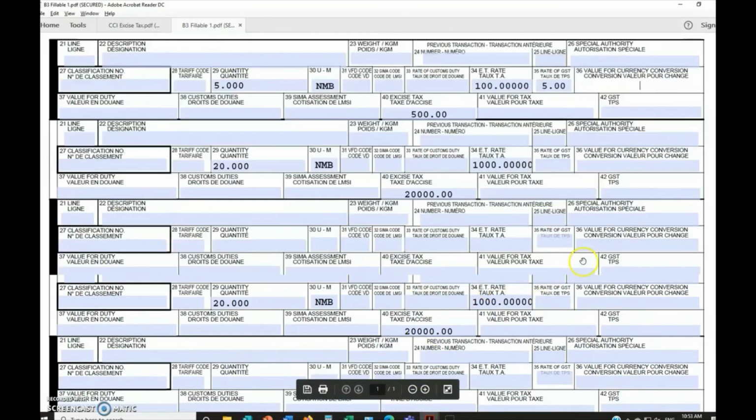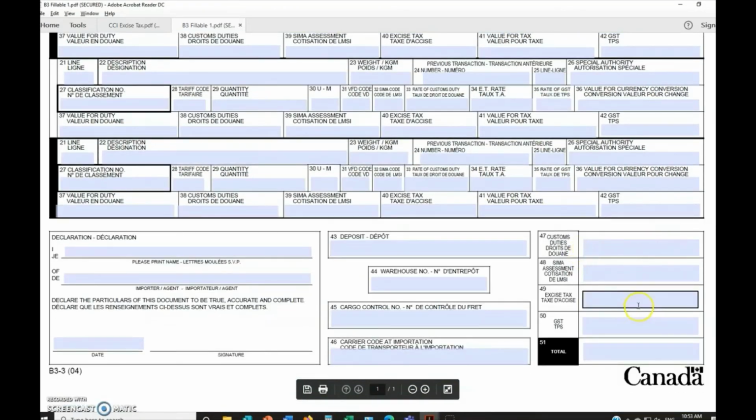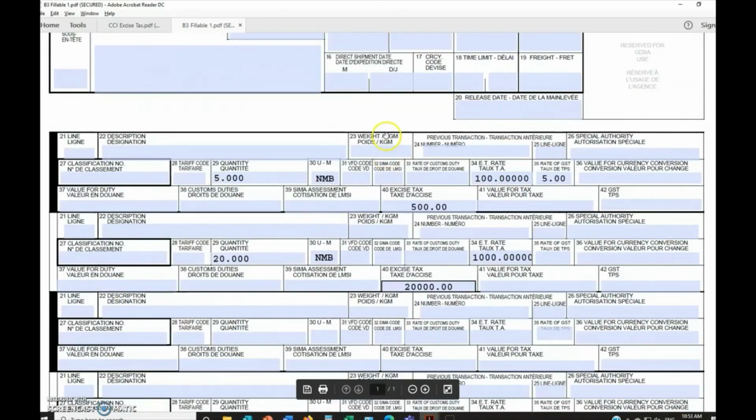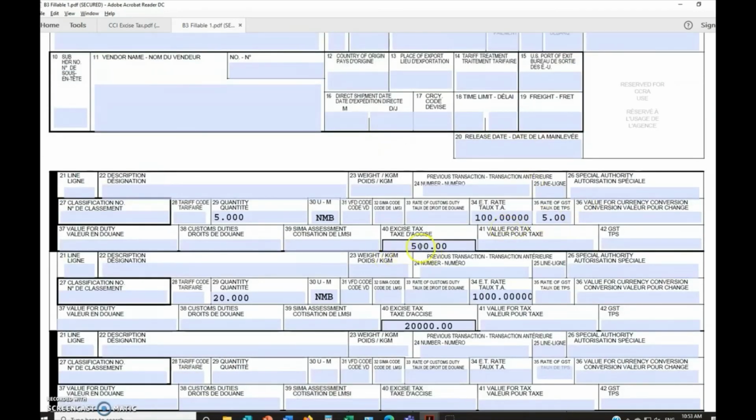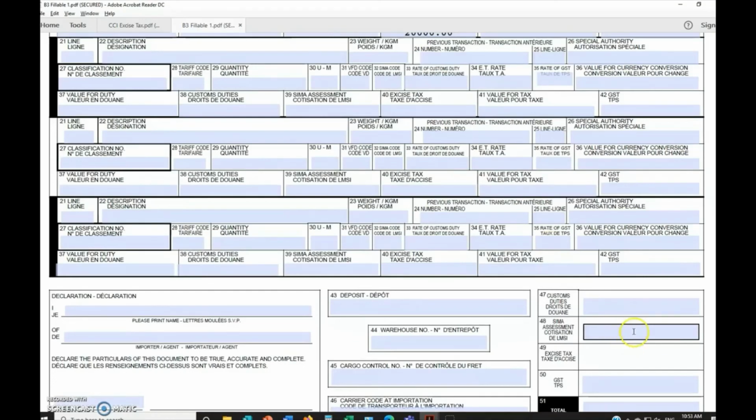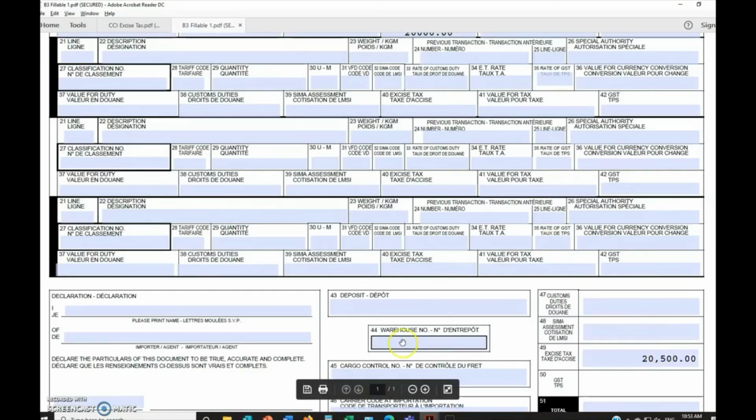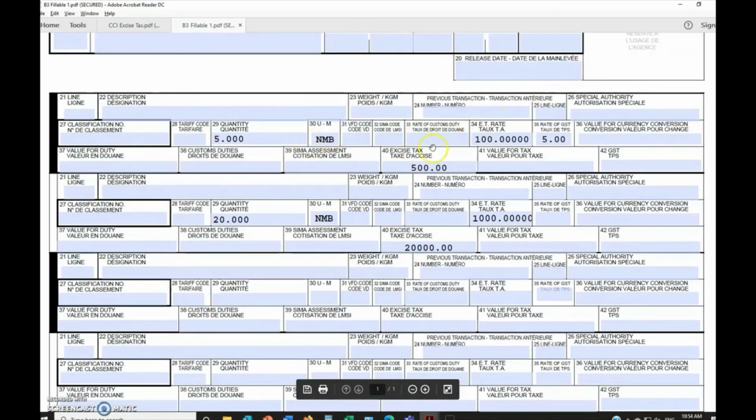Okay, when you finish the B3, you have a separate line here for field 49. We've never filled that out before. Field 49 is field 40s added together. So you'll add together the first line's field 40 to the second line's field 40. And you'll put the answer under excise tax, which is $20,500 in this particular case. These numbers, by the way, are not as per this entry. These are just examples. Just examples.